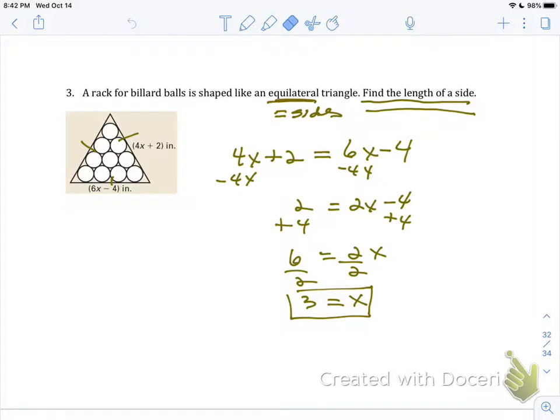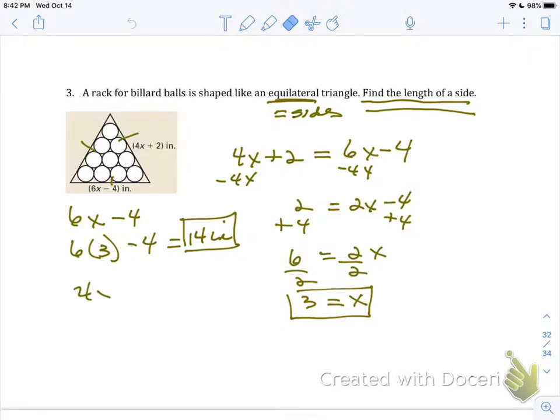So let's use our x. If I know a side is 6x minus 4 and x is 3, 6 times 3 is 18 minus 4 is 14. So that could be an answer, but before I commit to that, I'm going to figure out if the other side's the same. 4x plus 2, 4 times 3 plus 2. 4 times 3 is 12, 13, 14. 14 inches, and that checks. So that is my answer.